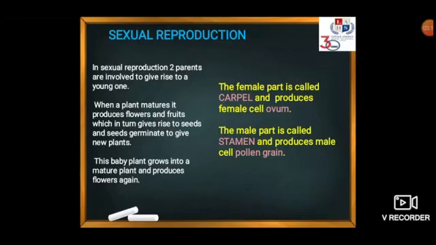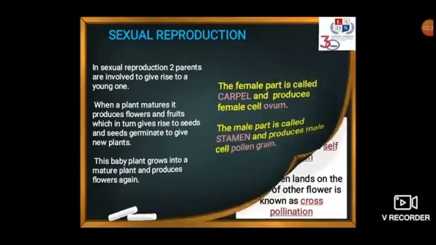Now, the female part is called the carpel, which we have discussed in the previous slide, and it produces the female cell, which is the ovum. And in the same way, the male part is called the stamen, and it produces the male cell, which is the pollen grain. You need to keep these in mind for our further discussion.